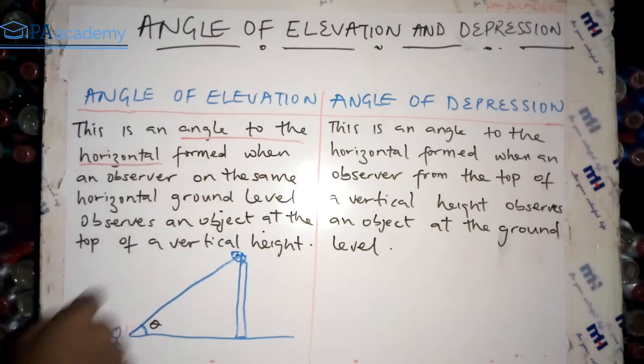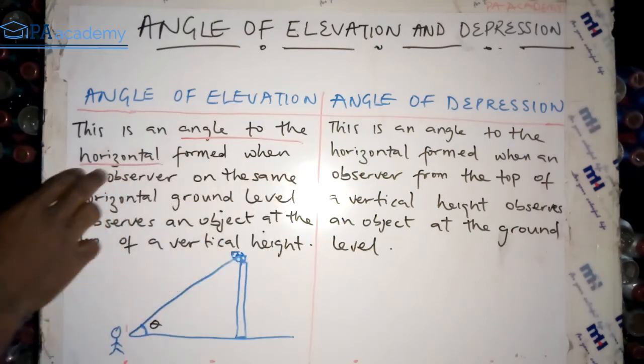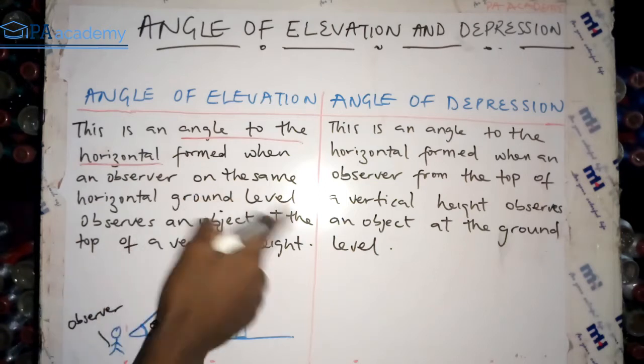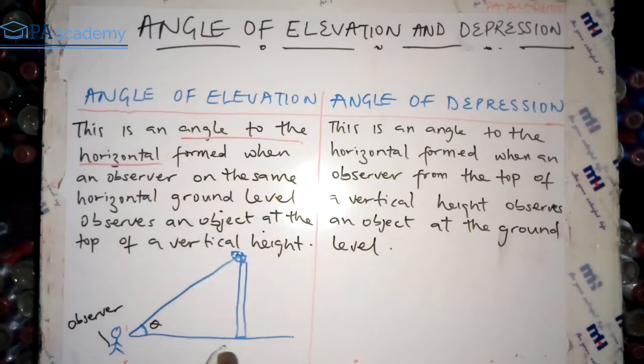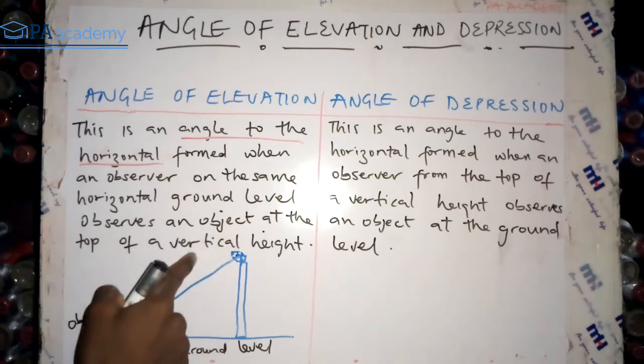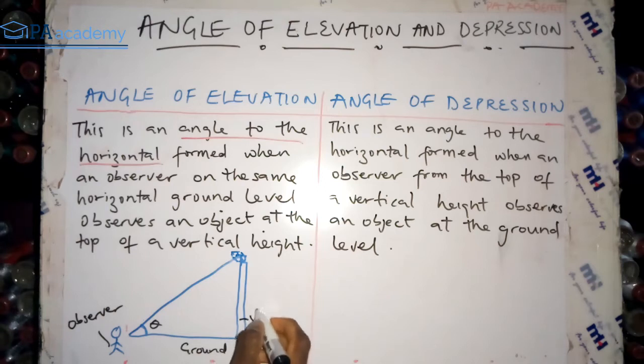So you say this is an angle to the horizontal formed when an observer, this here is our observer, on the same horizontal ground level, and this is our ground level, observes an object at the top of a vertical height. So this is our vertical height.